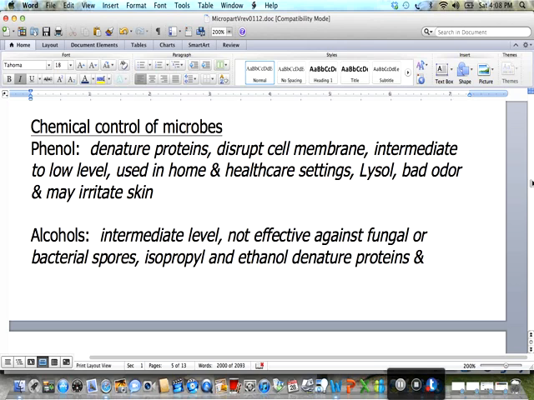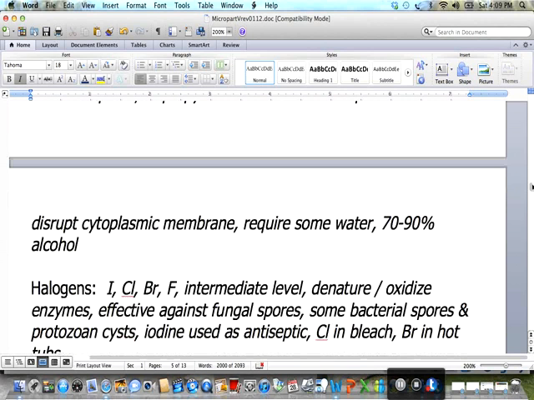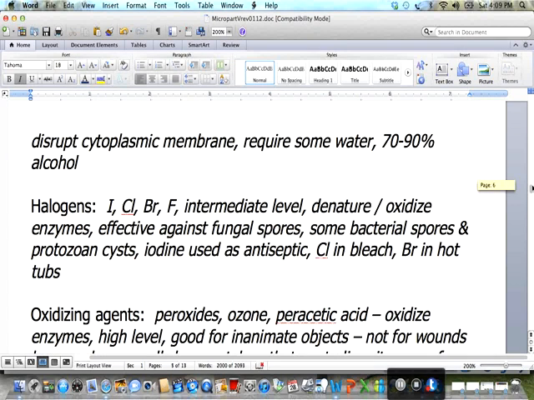Alcohols are intermediate-level disinfectants. They are not effective against fungal or bacterial spores. Isopropyl and ethanol denature proteins and disrupt cytoplasmic membranes. They require the presence of some water and are used in concentrations of 70 to 90% alcohol.